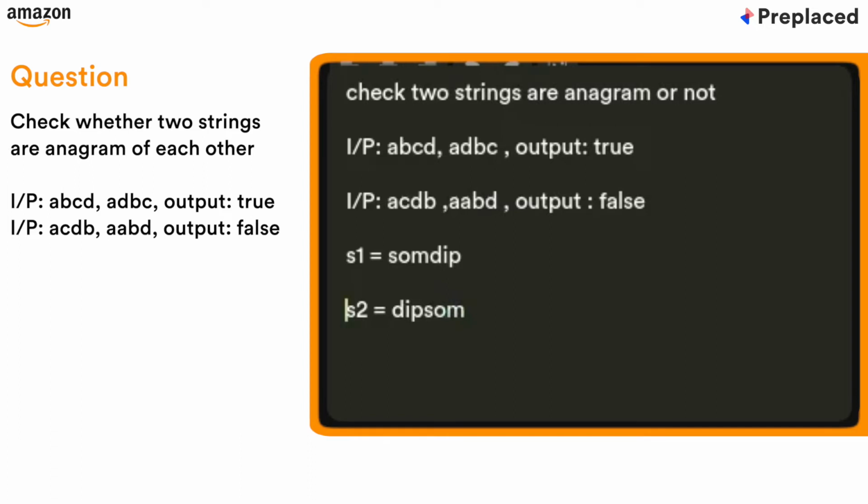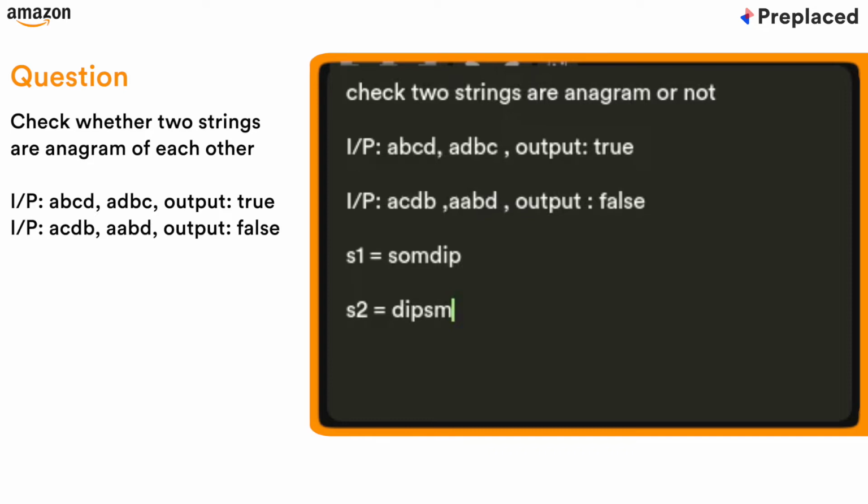Both are anagrams. Why? Because the characters are the same. If I change one character to N, they are not anagrams. And if you delete one of the characters, like the M, it is not an anagram.